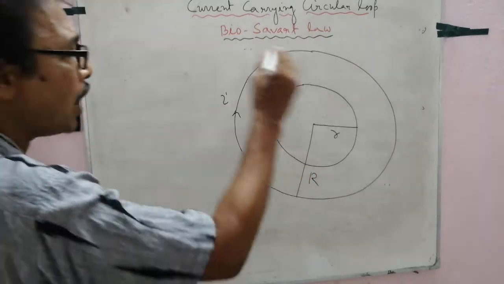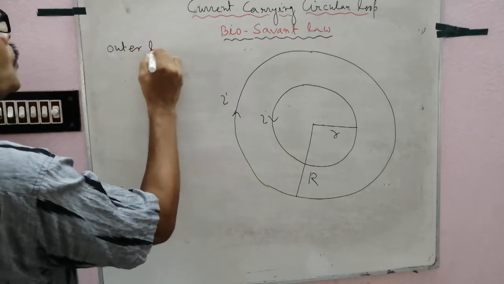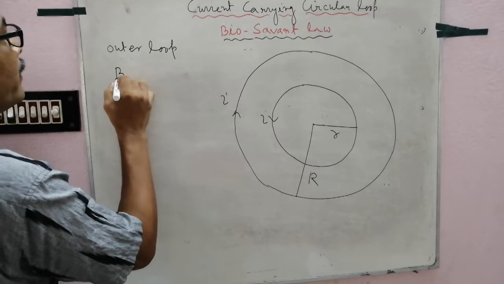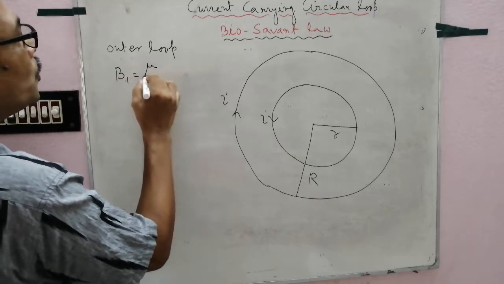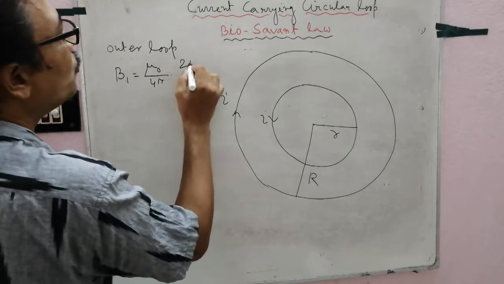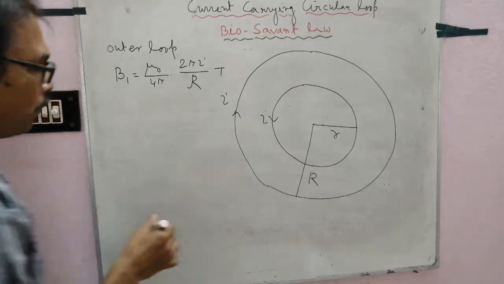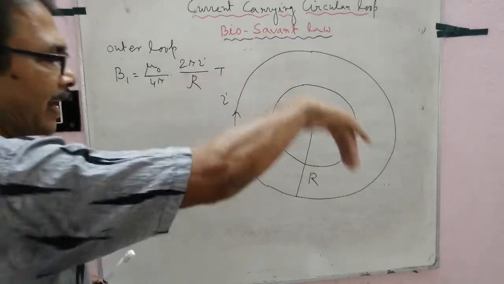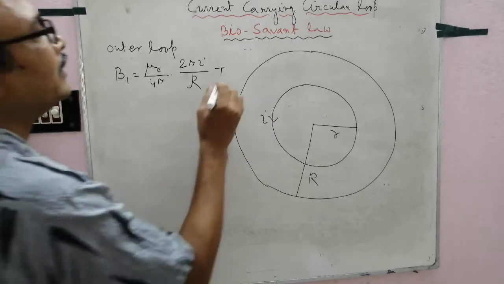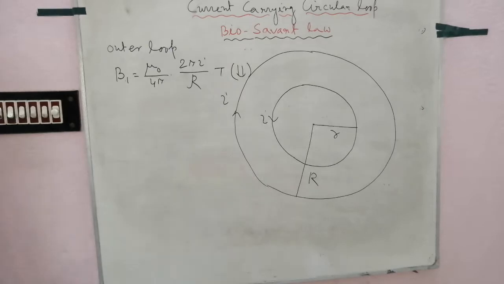Magnetic field due to the outer loop. For the outer loop, B1 equals mu0 by 4 pi into 2 pi I by capital R Tesla. Follow, the direction is downward, perpendicular to the plane of the board, downward. This is the direction, downward.